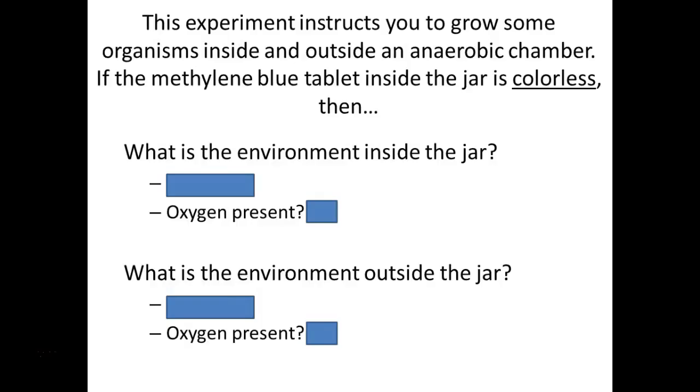So in the experiment, what we would do is put organisms inside and outside the jar. Known aerobes and anaerobes, right, as our controls. And we'd put your unknown in here. So what is the environment inside the jar? What's this jar called? Anaerobic jar, right? Is oxygen present? No. Outside the jar? Aerobic. Is oxygen present? I hope so.